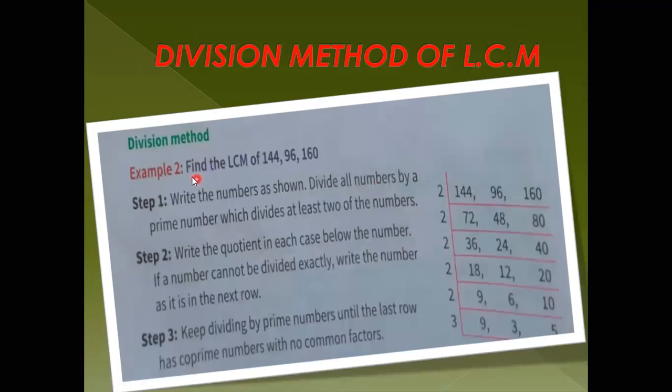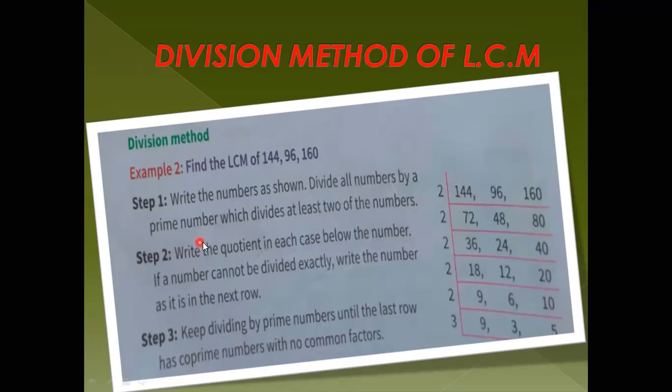Next, let us see how you will find it in the division method. Division method of LCM: find the LCM of 144, 96 and 160. In the same way as we did for the HCF. For HCF we do it separately for each number, but for LCM we find it together. So write the numbers as shown.